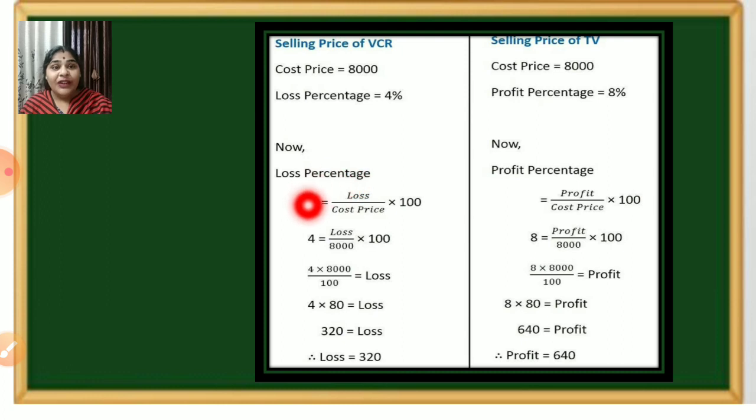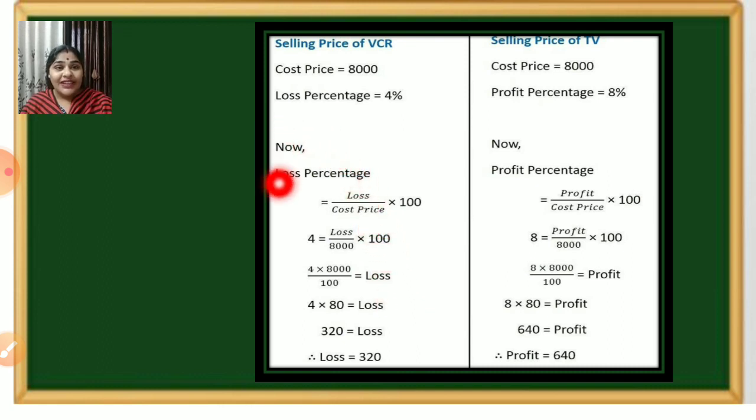Okay, so loss percentage will be equal to loss upon CP multiplied by 100. Why we are using this formula children? Because in the question it was given when the shopkeeper sold the VCR, he had a loss, okay, loss of 4%. So we will be using the loss percent formula and finding the CP. Finding the selling price. First we will get here the loss and then using the formula, we can find the selling price children.